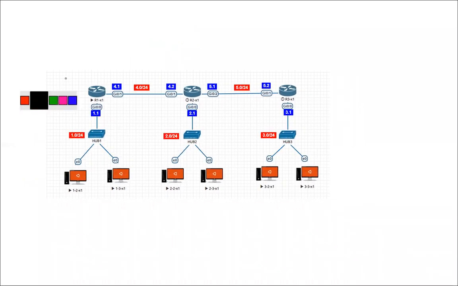Now I want you guys to let me know in the chat, please, everyone participate. What networks are directly connected to this router? If you take the first router, what networks are directly connected to it? You can see 1.1 over here, you can see 4.0 over here. What networks are directly connected to the first router?